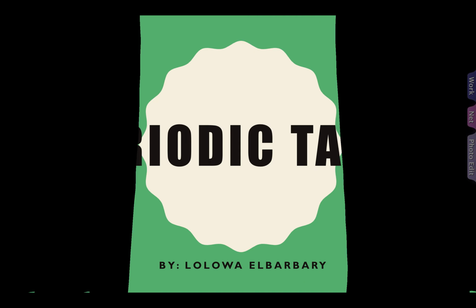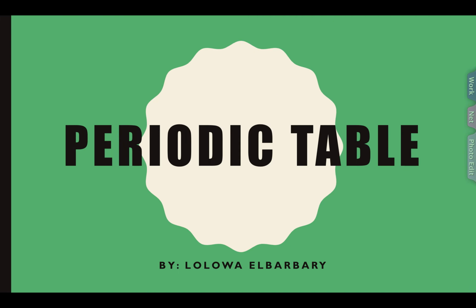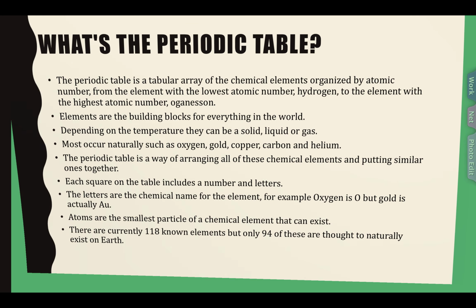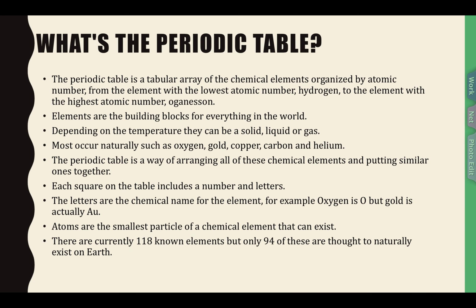Reading the periodic table. So first of all, what's the periodic table? The periodic table is a tabular array of chemical elements organized by atomic number, from the element with the lowest atomic number, which is hydrogen, to the element with the highest atomic number, which is oxygen. Elements are the building blocks for everything in the world.